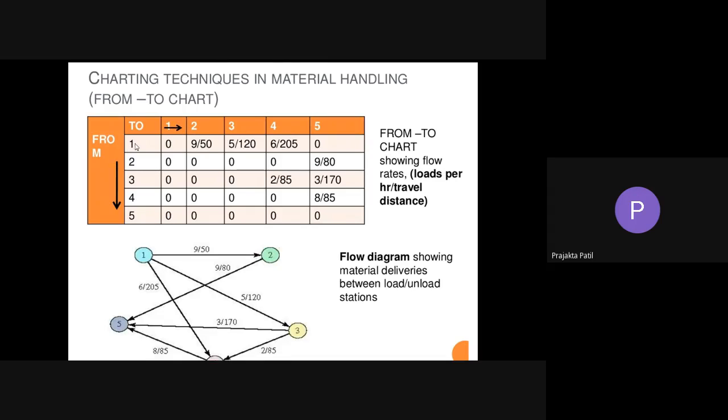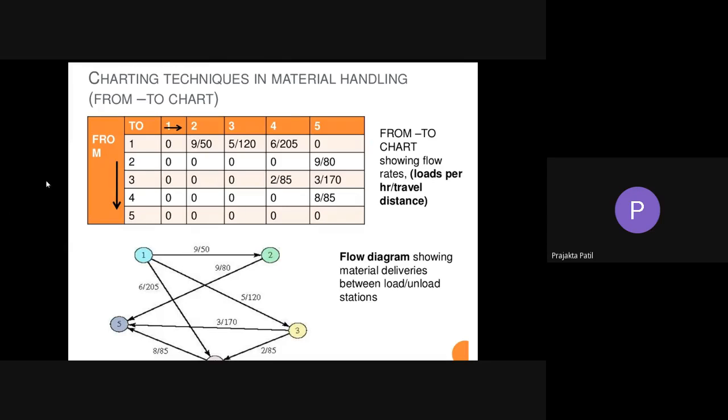So from location 1 to location 1, if you see the movement, there is nothing. From 1 to 2, yes, there is some part that is moved from 1 to 2. The distance traveled is around 50 meters. And what is the load per hour? It is 9. Like that, you have to read whatever data is given, and based on that data, you will have to draw this from to chart. When we discuss a problem, you will understand this better. But you should know that the from to chart is very important in the analysis part.